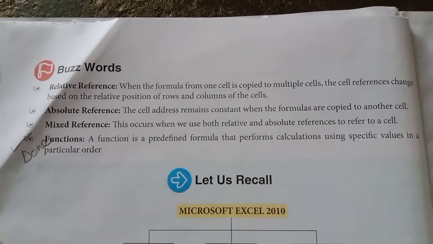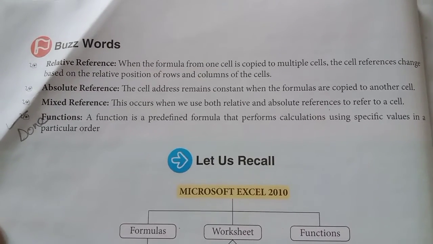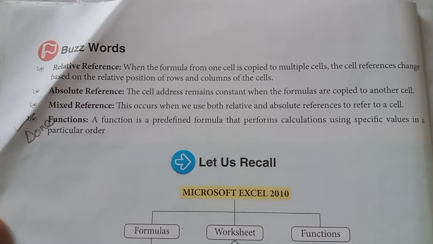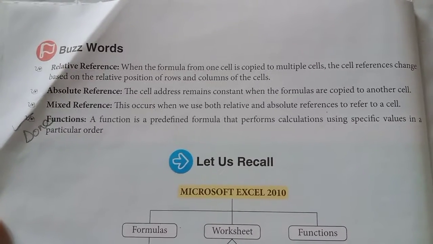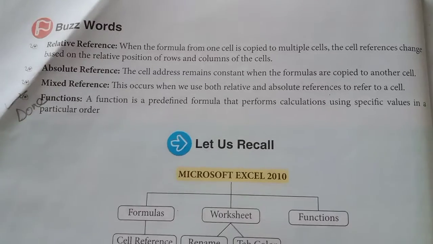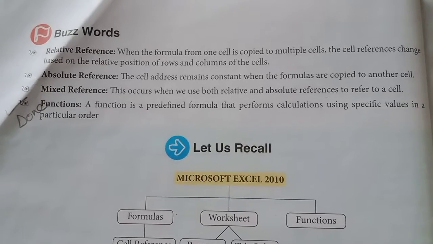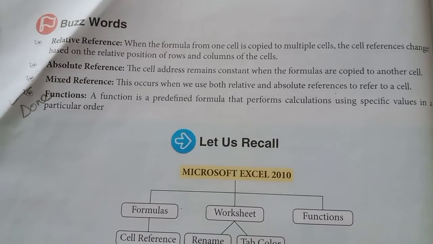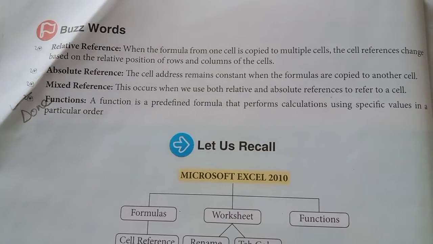Then the next one is absolute reference. The cell address remains constant when the formula is copied to another cell. And what is mixed reference? This occurs when we use both relative and absolute reference to refer to a cell, which is called mixed reference.